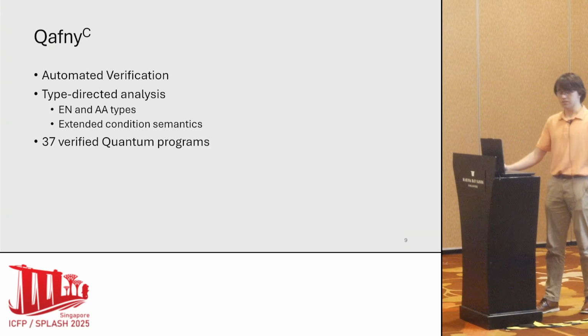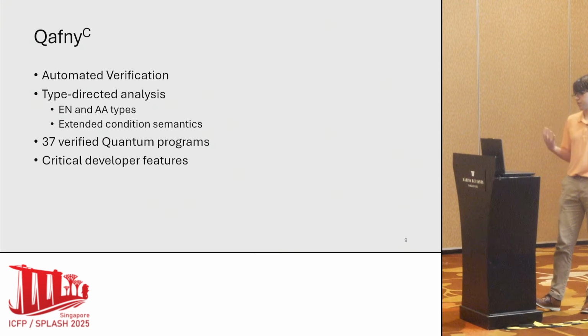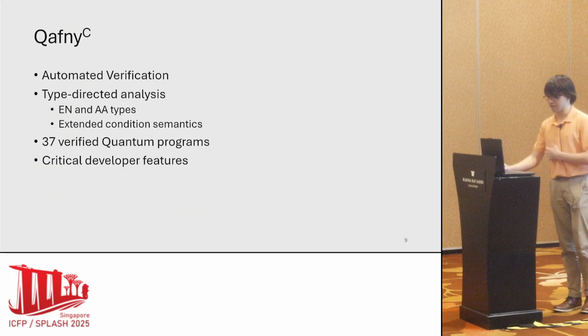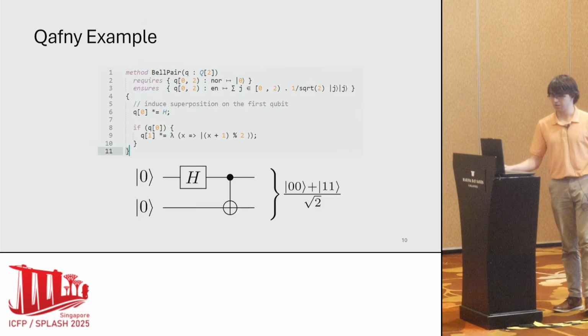This includes adding 37 verified quantum programs, and some critical developer features such as debugging support and feedback when Dafny fails. So as an example of QafnyC code, this is a very simple example of the Bell pair state. We have an 11-line method here.